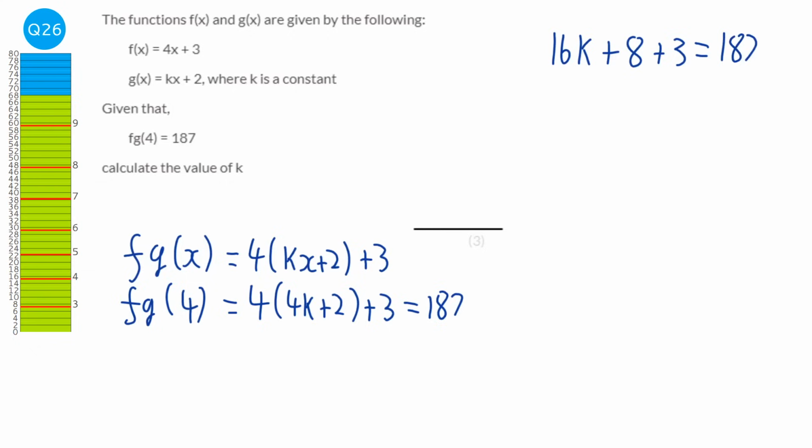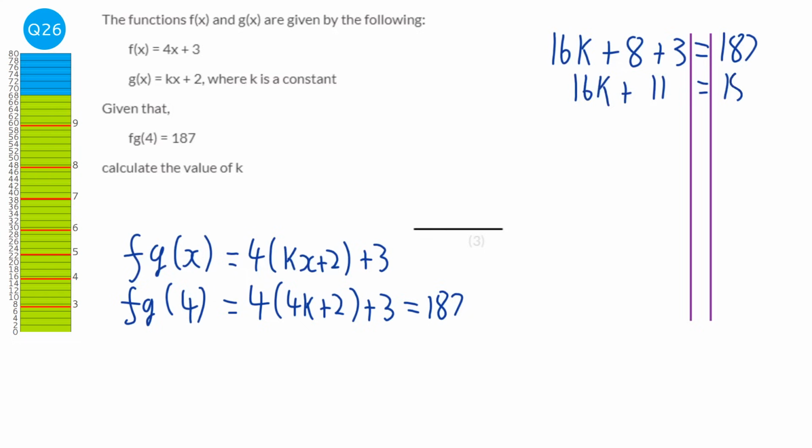And let's get our solving lines in. Okay, so first thing we're going to do is add the 8 and the 3 while we're here. So 16k plus 11 equals 187. So we're going to take away that 11 from both sides. So we've got 16k equals 176. And then we can divide by 16 both sides. So we've got k equals 11.